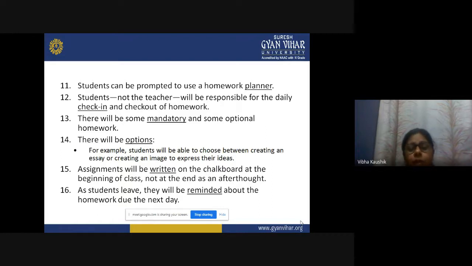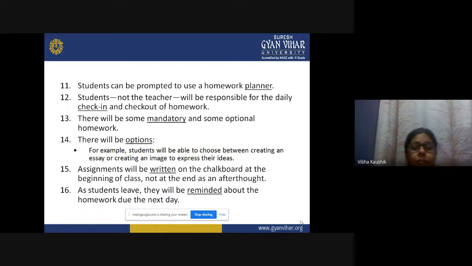Assignments will be written, it should be in written form on the chalkboard at the beginning of class. Means when the teacher is giving them assignments, it should be written on the blackboard at the beginning of class. Means the assignment should be given by the teacher at the beginning of the class and not at the end as an afterthought.